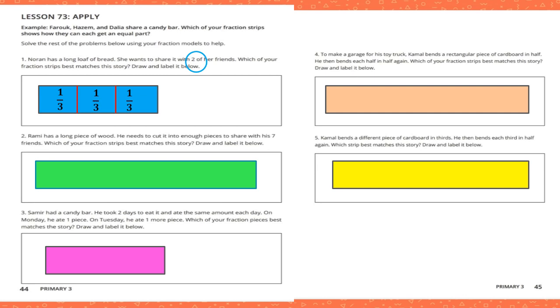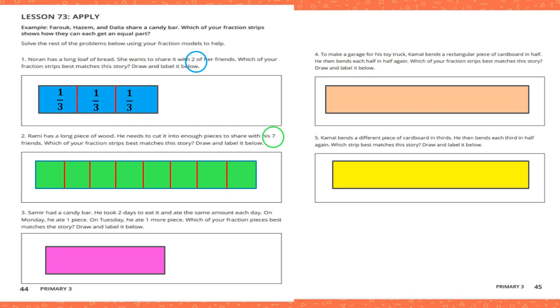Question number 2. Rami has a long piece of wood. He needs to cut it into enough pieces to share it with 7 friends. So we have Rami and 7 friends. Share with, it means Rami also will take a part. So we have Rami and 7 friends. How many total persons now? We have 8 persons. So he will cut this piece into 8 parts.